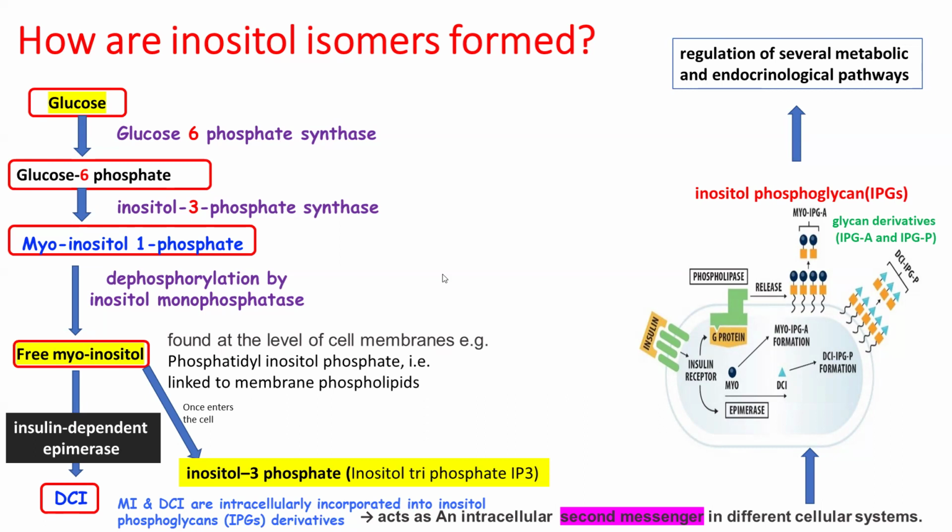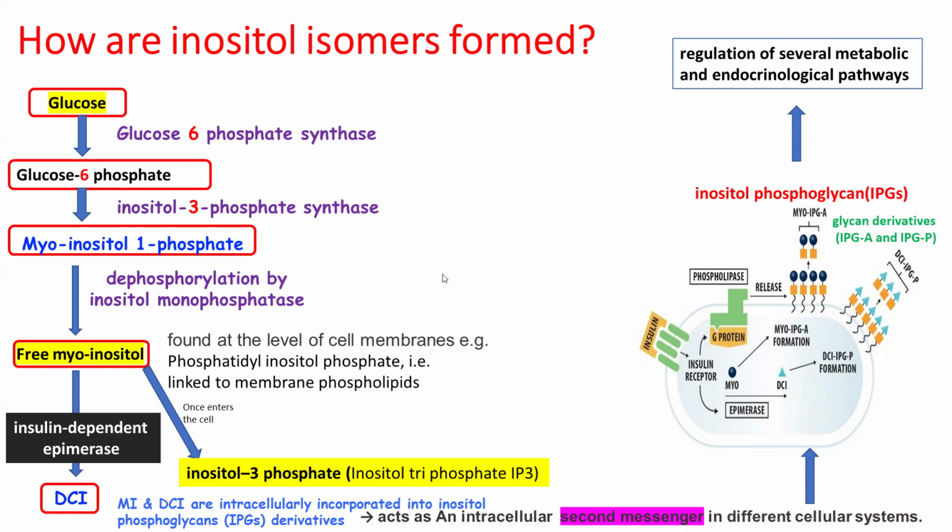At the same time, both myo-inositol and dichiro-inositol will change into a derivative, which is called inositol phosphoglycan. And this inositol phosphoglycan is the active form of the myo and dichiro, and it acts as an intracellular second messenger in different cell systems.